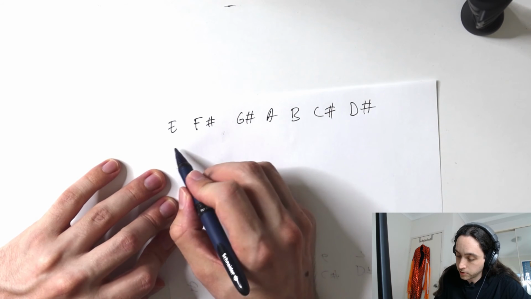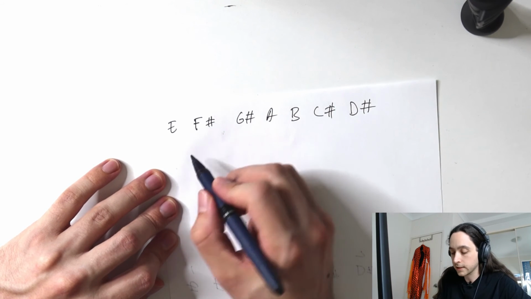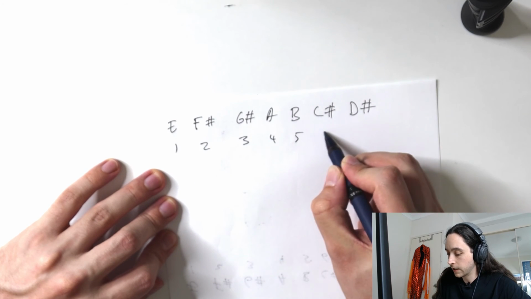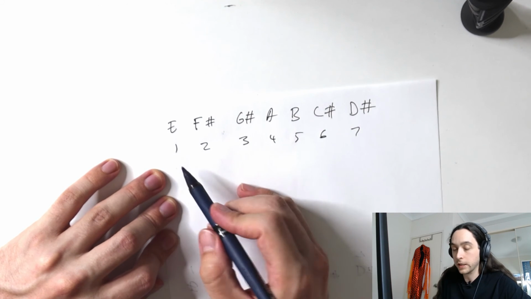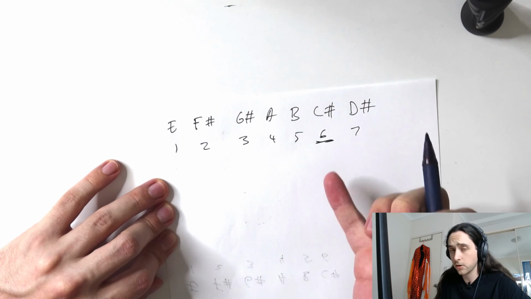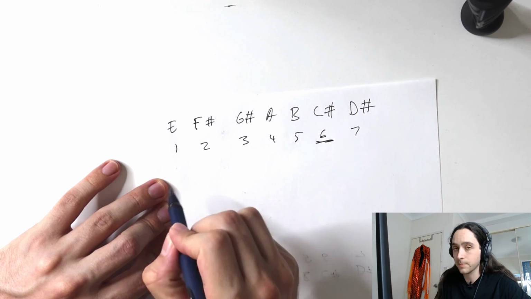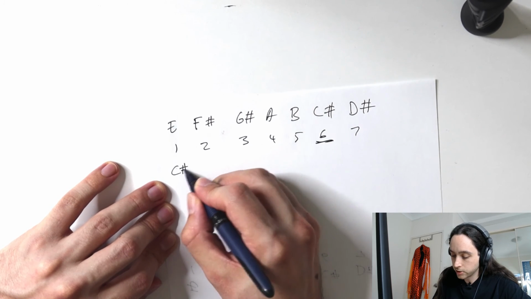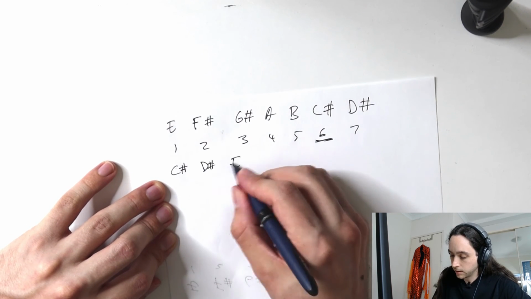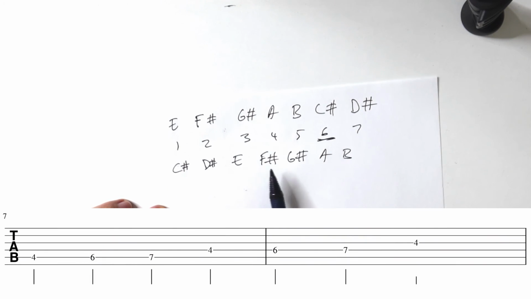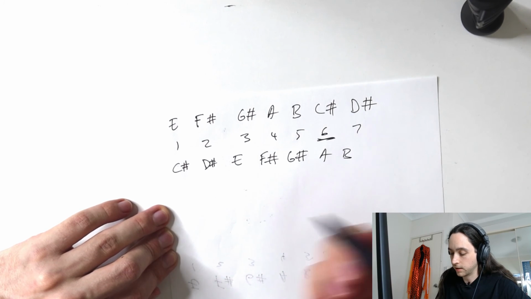Now we put our numbers to them. What we're trying to find is the relative minor. So here we've got 1, 2, 3, 4, 5, 6, 7. We know that if we want to get the relative minor, we start on the sixth note. So with that in mind, the relative minor for E major is going to be C sharp minor. C sharp minor sounds like this. To me, that sounds like a minor key.